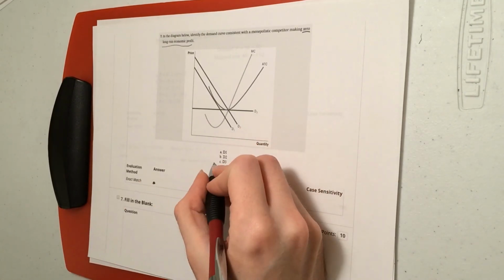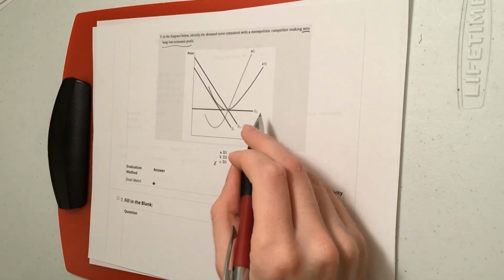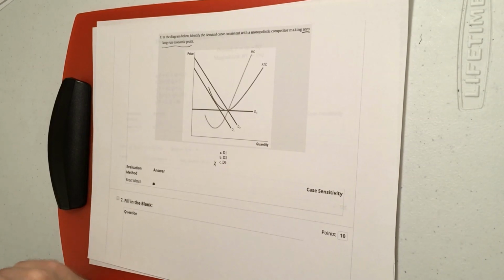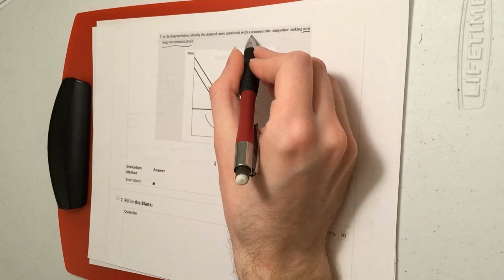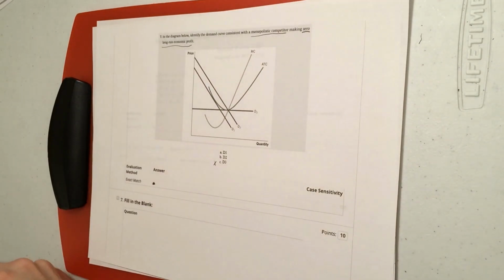You can rule out D3 here because for a monopolistic competition, the firm's demand curve that it faces is downward sloping. Demand is flat only for perfect competition, not for monopolistic competition.